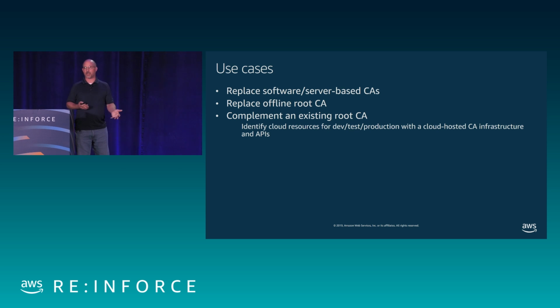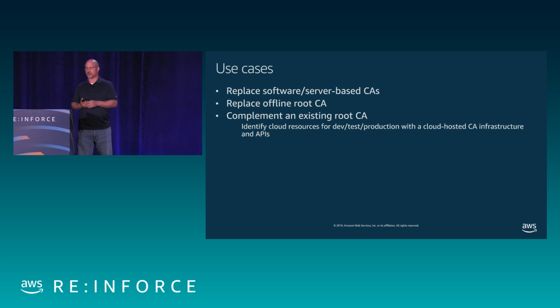The other case that ACM Private CA supports, not on the slide, is replacing a CA that's backed by an HSM, that's an online CA backed by an HSM, where you are operating that infrastructure, you are operating those servers. ACM Private CA can replace that.